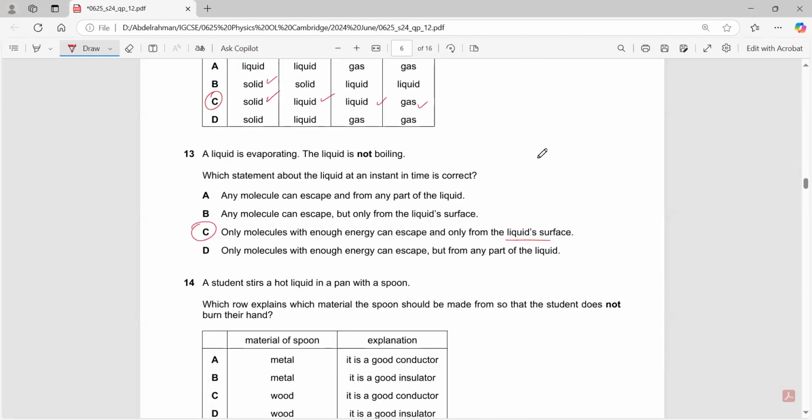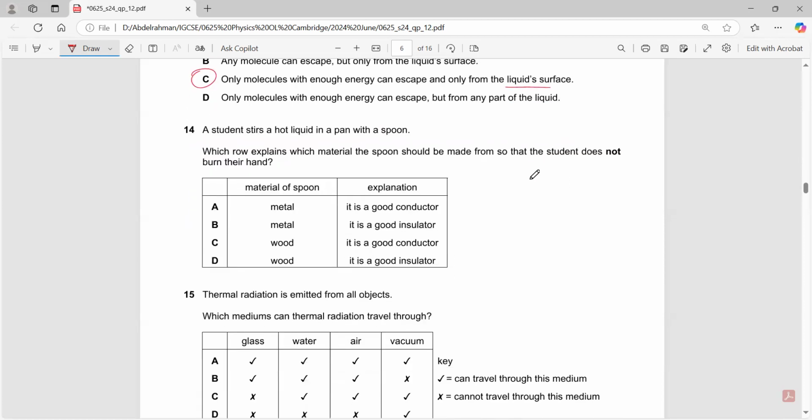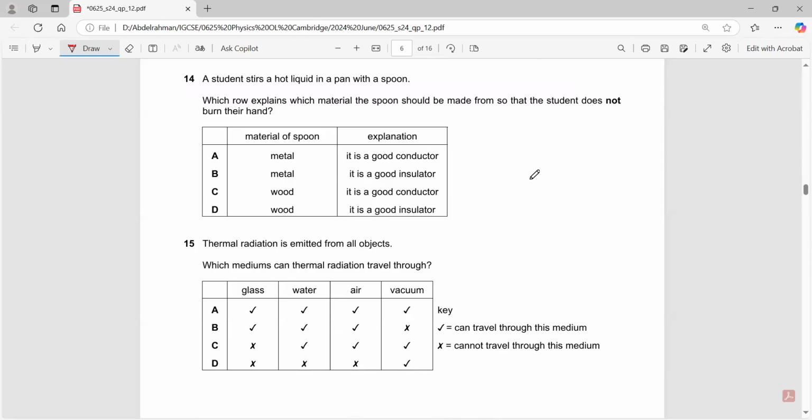Evaporation. A student stirs a hot liquid with a spoon. Which row explains which material the spoon should be? Would it be better to use a metal spoon or a wood spoon? Yes, a wood spoon would be better. Why? Because it's a good insulator.